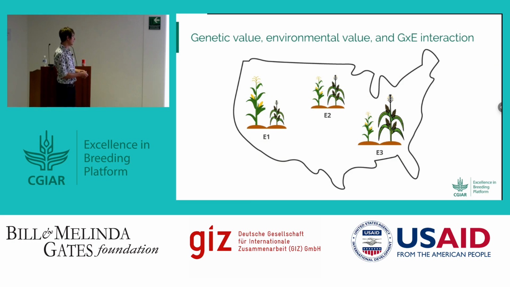So we can see that this individual is very good here and doubles the size of the second individual. Here they're the same size, and here the ranking has changed. This is very clear GxE interaction, these individuals perform differently in different environments. And this is what makes breeding extremely hard for us.